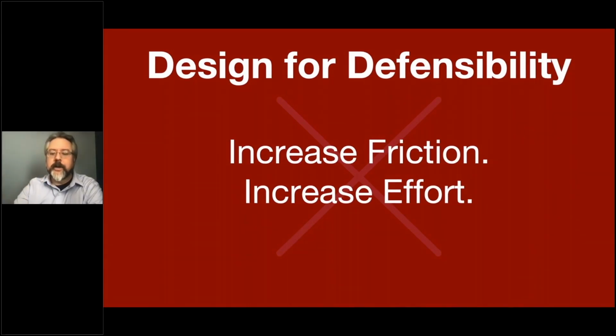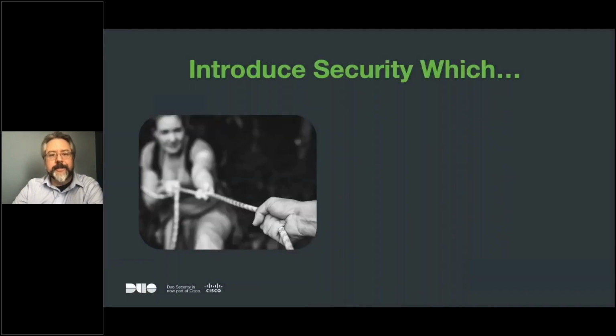And again, on the flip side of that is where we are designing for defensibility, increasing friction, increasing effort, and balancing those two. We want to design systems that maximize the steps and efforts that criminals will have to take, that forces them to do manual over automated attacks, that forces them to make mistakes, that allows us to catch them.